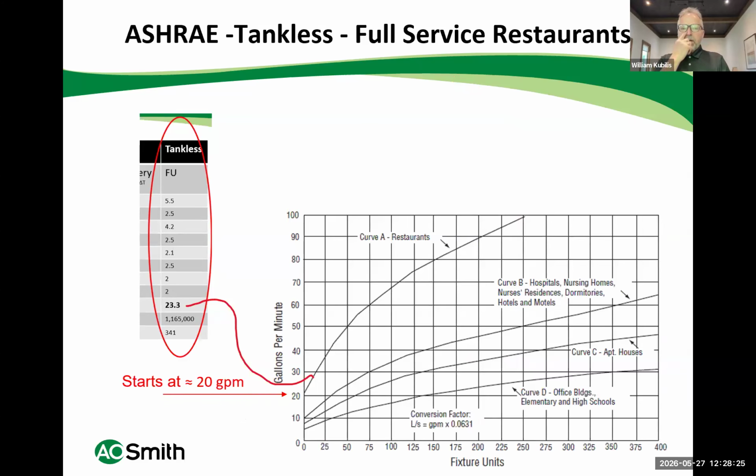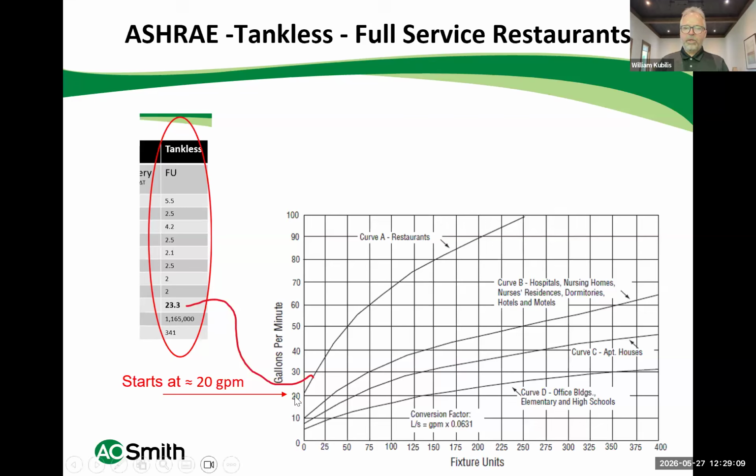When you're using the ASHRAE modified Hunter's curve, you take your fixture units over to the graph and you find the curve for restaurants, curve A. And if you look at 23.3 fixture units, I come up with my little red line there pointing at it. It's basically telling me that I need to put about 25-something gallons per minute aside for my tankless.